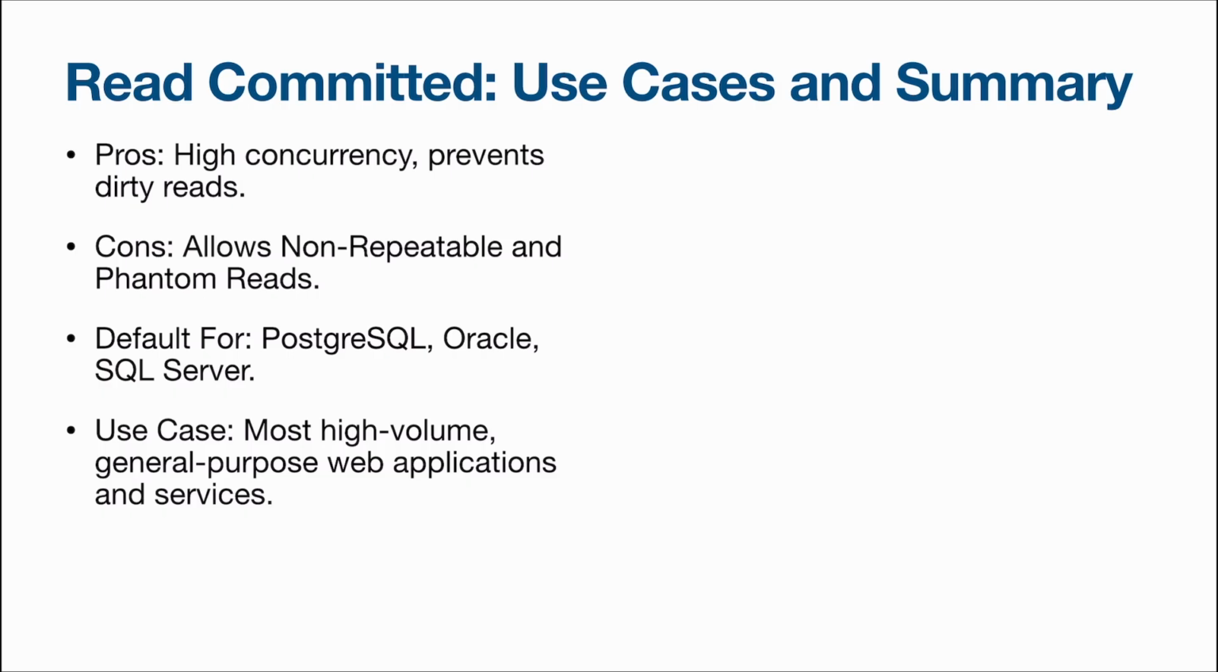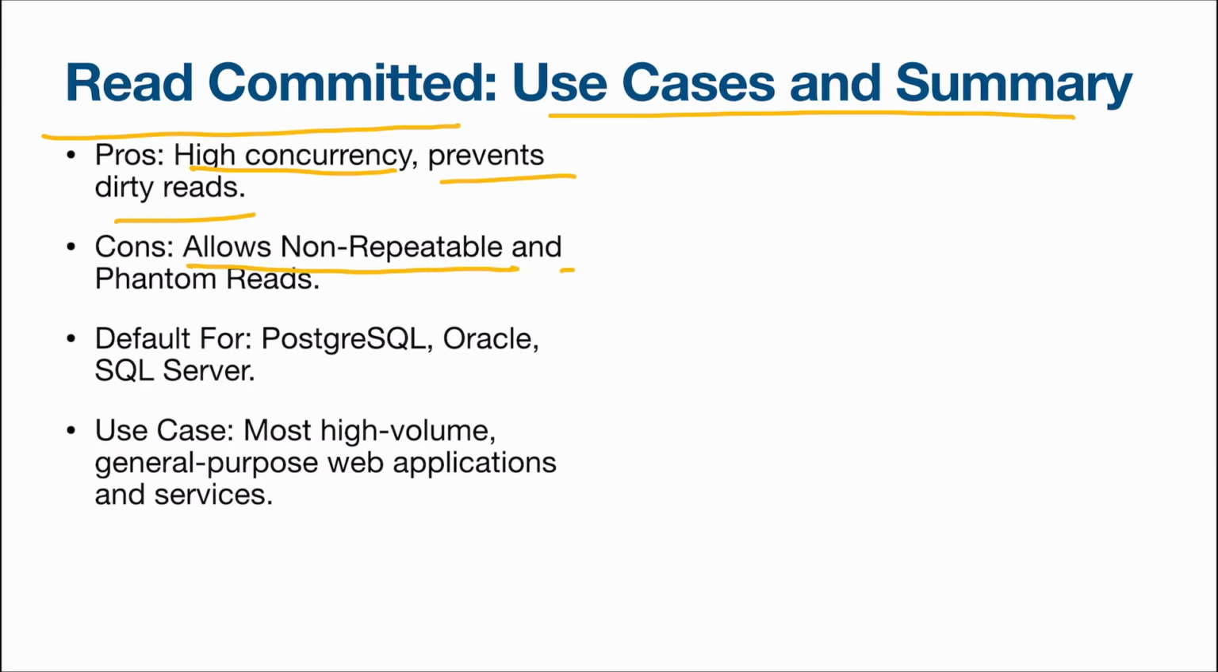Just to quickly recap, let's go through the use cases and summary for read committed isolation. What are the pros? High concurrency and prevents dirty reads. What are the cons? Allows non-repeatable and phantom reads. This is the default isolation for PostgreSQL, Oracle, and SQL Server. And what is the use case? Unlike serializable transactions, read committed isolation suits most high-volume general purpose web applications and services.